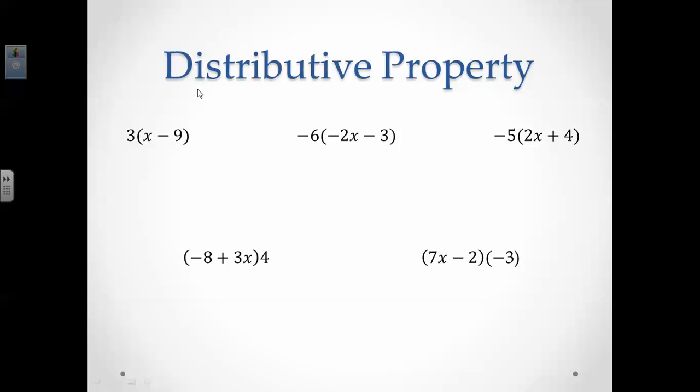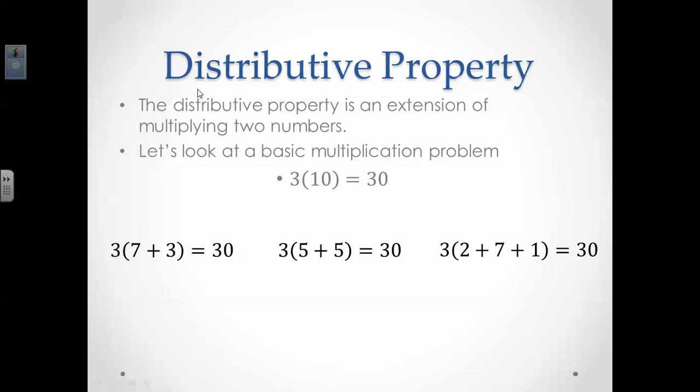The distributive property really is just an extension of multiplying two numbers. When we look at the distributive property, we're really still multiplying two numbers. It's just that that internal number has now been split apart.